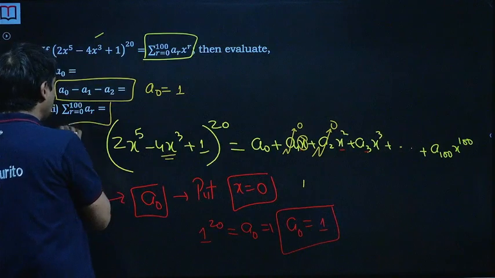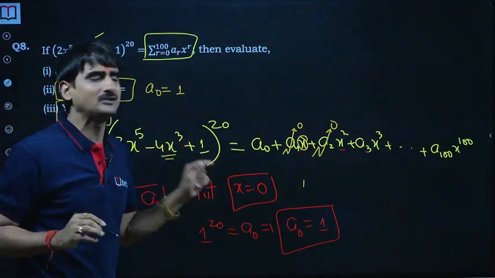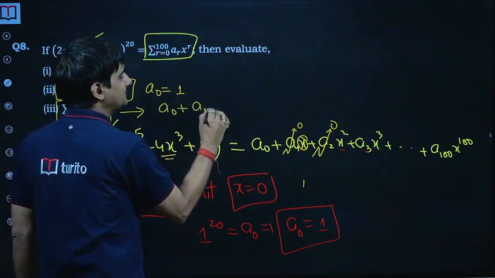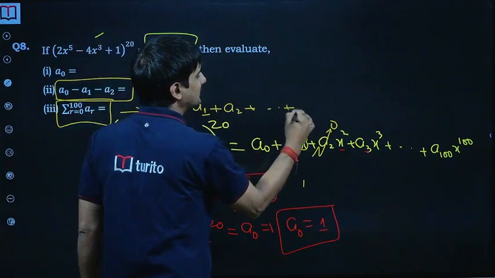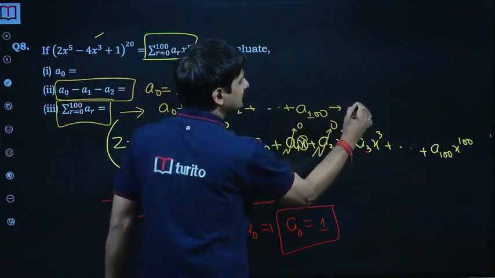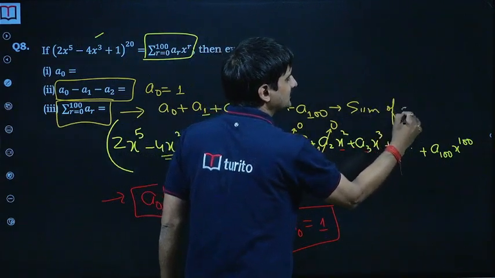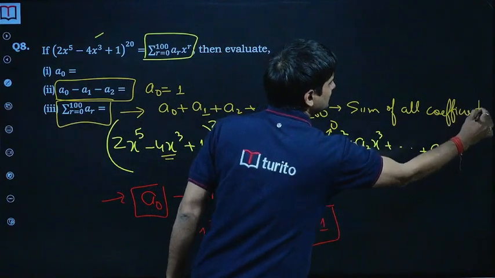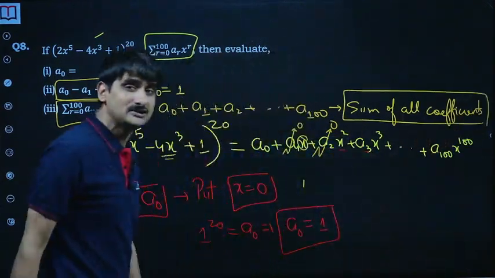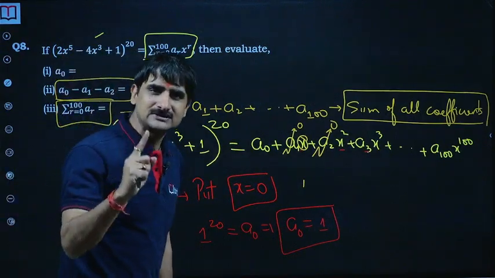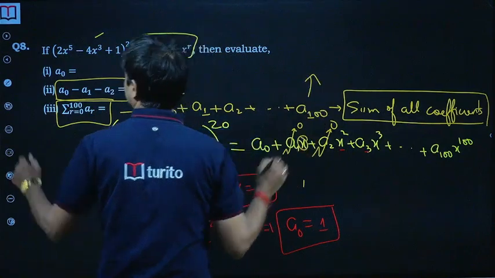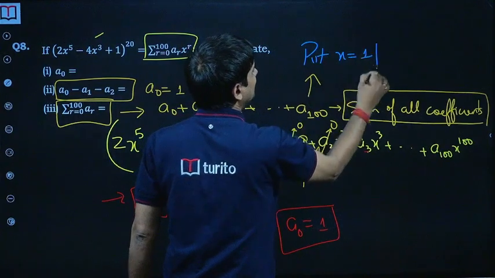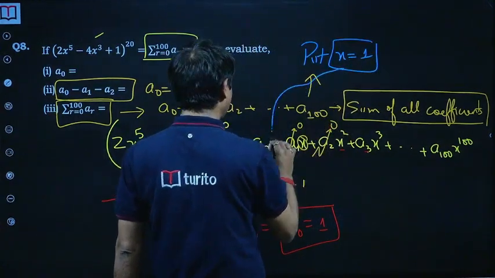Now coming to the last one here, which is the sum of all the coefficients. See, what is it? If you open it, it's a0 plus a1 plus a2 until a100. Okay, so what is it? Actually, this is the sum of all coefficients in the expansion. So in any expansion, if you need the sum of all the coefficients, the one step solution is to put x is equal to 1 here. Where? Of course, in this statement.